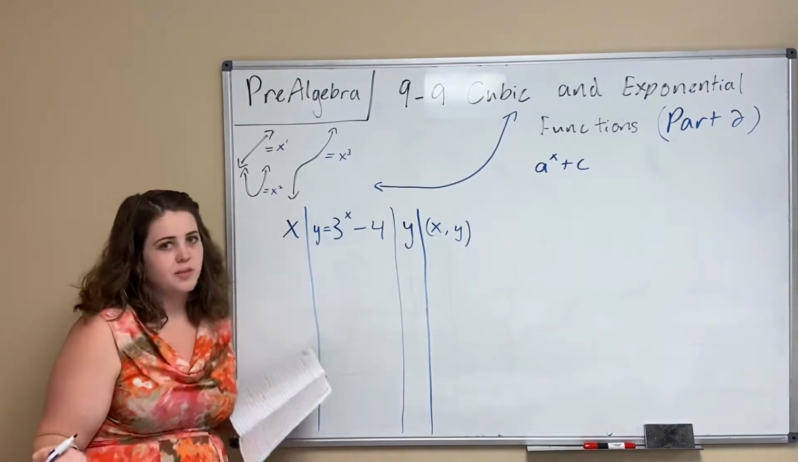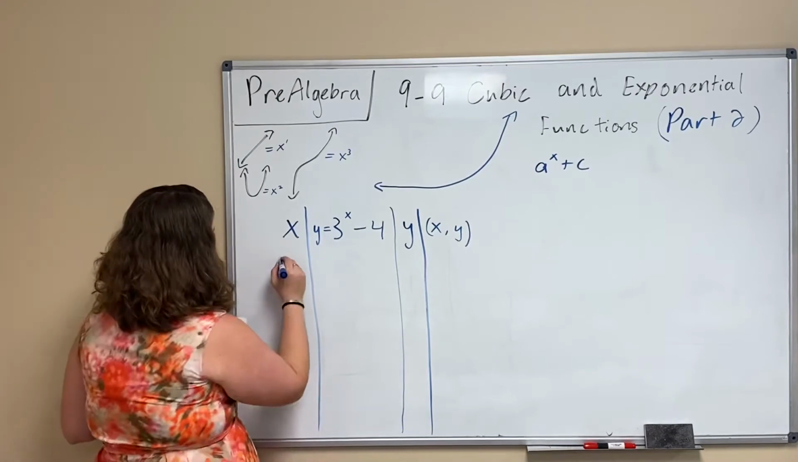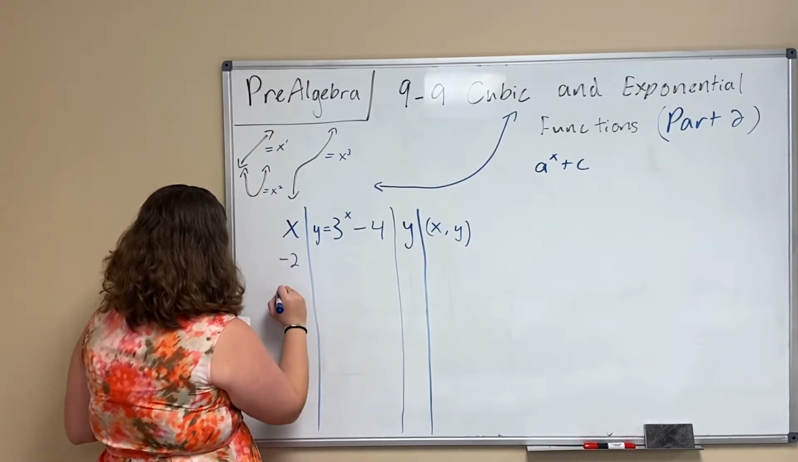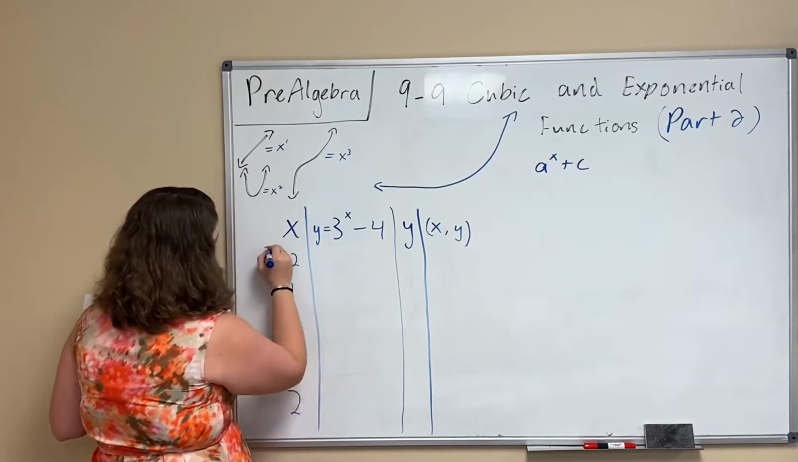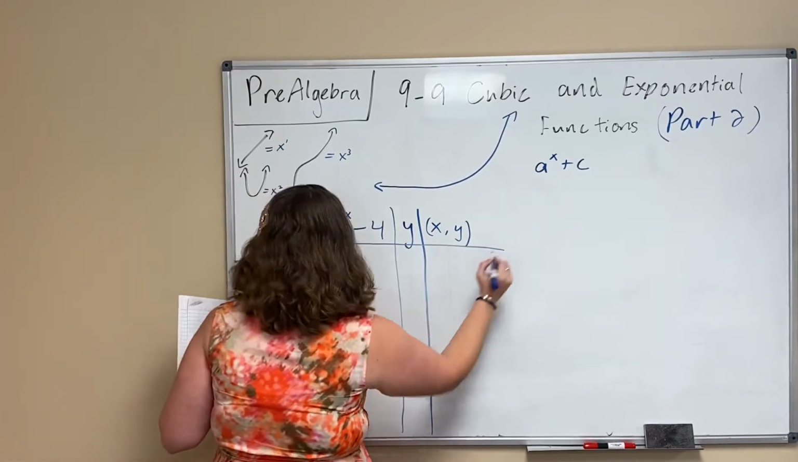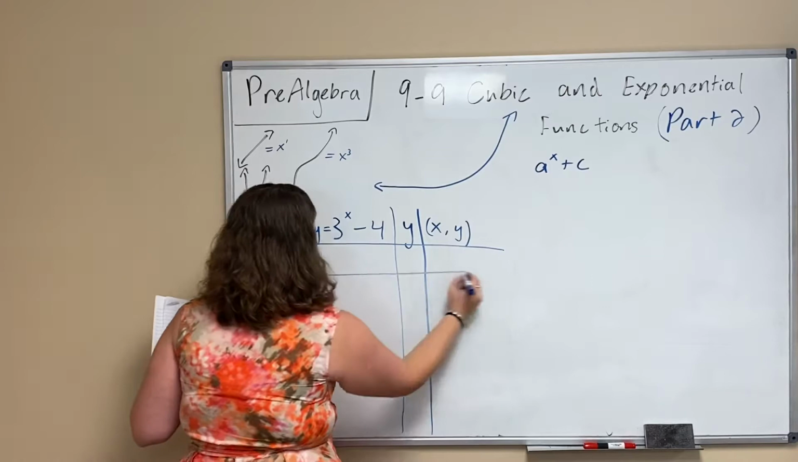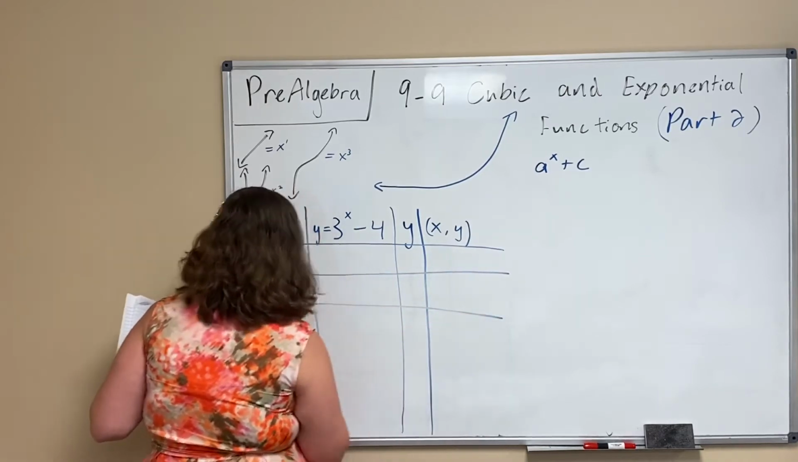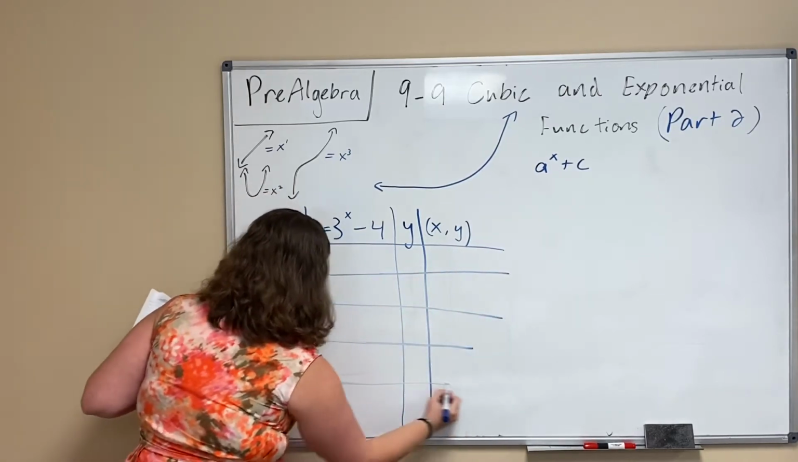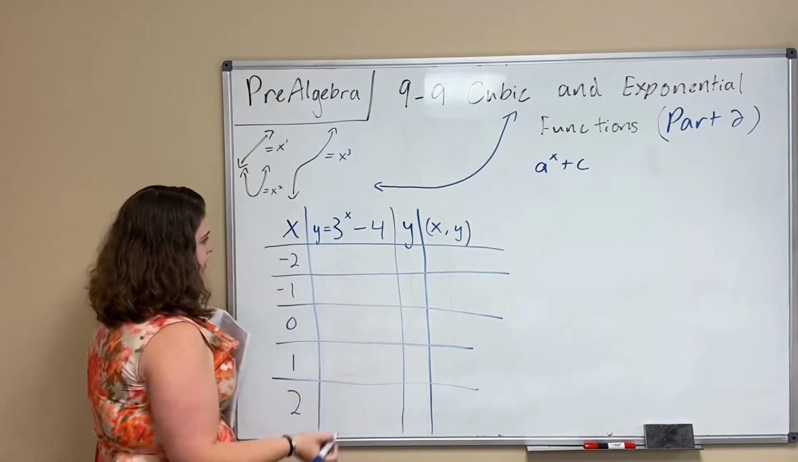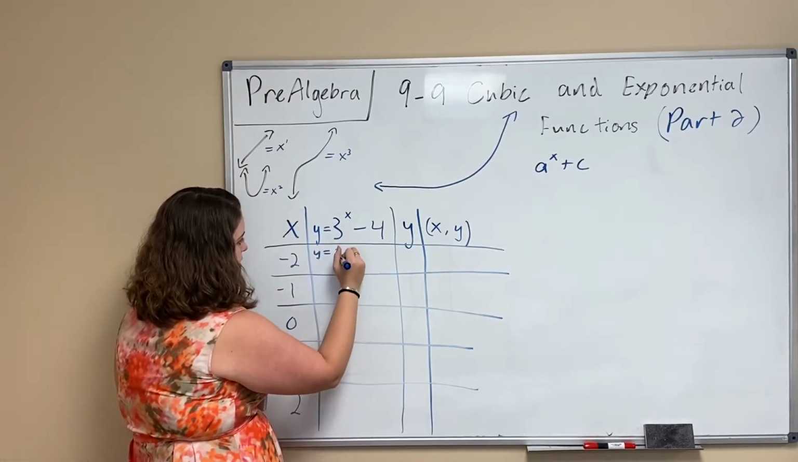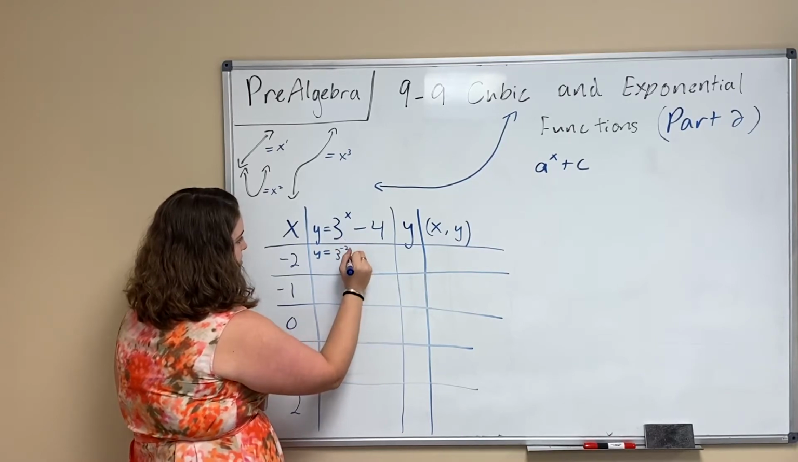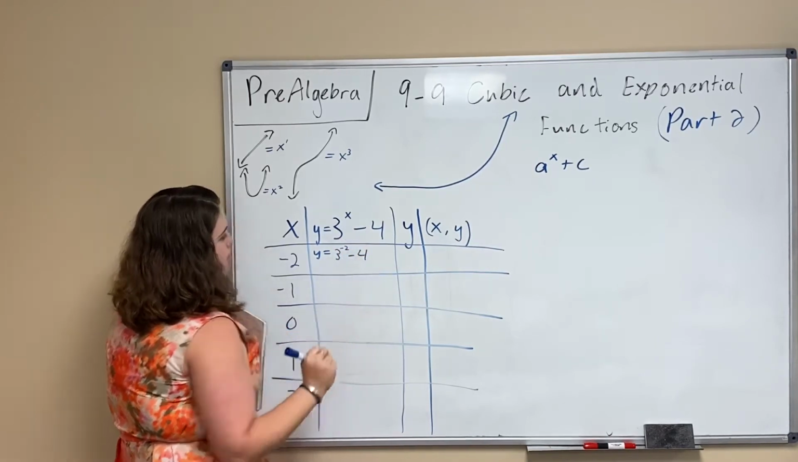Okay, we're going to use the same points that we used yesterday. We're going to use -2, -1, 0, 1, and 2. See what we get. Let me finish my table. When x is -2, we get that y equals 3 to the -2 minus 4.